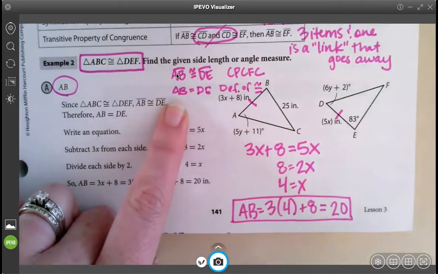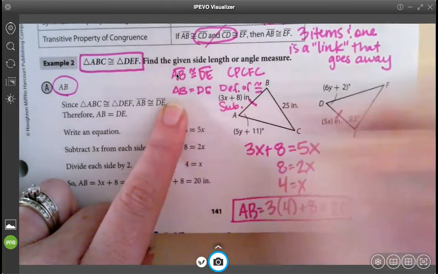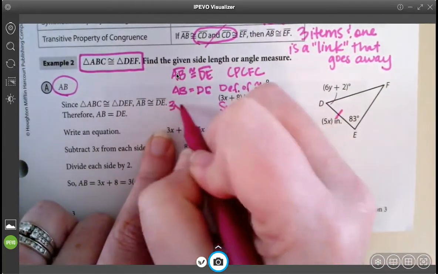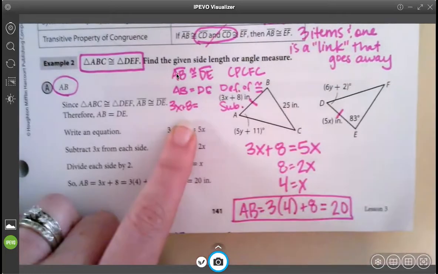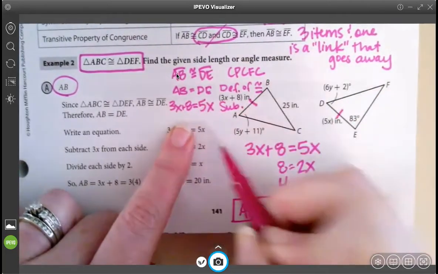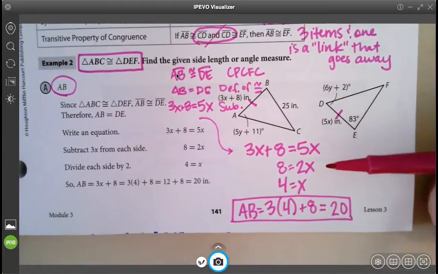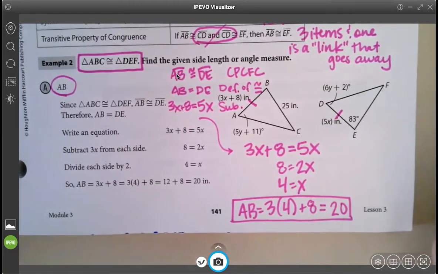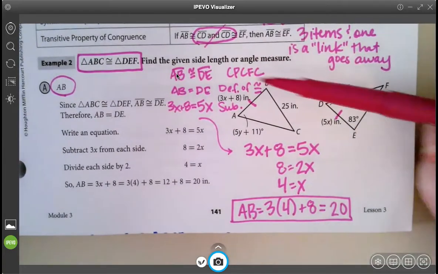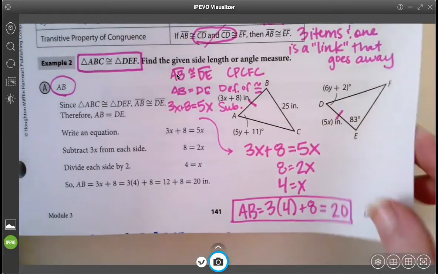Well, if those 2 lines are equal, we can substitute their values. So by substitution, we could say 3x plus 8 equals 5x. And then that's where we pick up down here. We solve it with the subtraction property of equality, and then the division property of equality, and then with substitution. Okay. So all of these things, proofs are not something different. It's just breaking down your steps, and we're still doing those steps. We just don't necessarily always give the reason every time, but it is still the same thing.